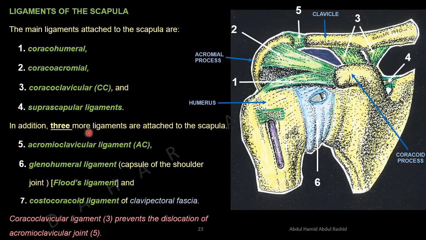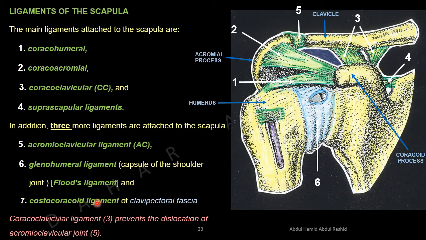In addition to them, 3 more ligaments are attached to the scapula. You can see here, number 5, acromioclavicular ligament, attached between the acromial process and the clavicle. Number 6, the shoulder joint here, glenohumeral ligament, between the glenoid fossa and humerus. Glenohumeral ligament is the capsule of the shoulder joint, also called Flood's ligament.